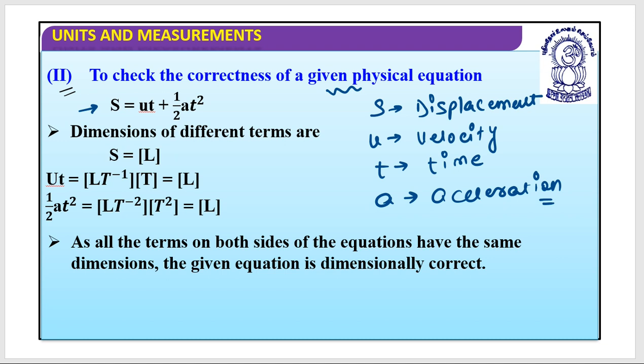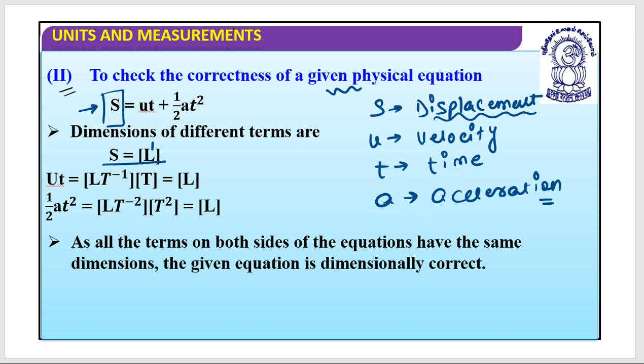So what I need to do is take the dimensions of the left hand side. This is S. Now what is it? It is a displacement. So I know displacement comes under the category of distance, or under the category of length. So dimensions of displacement would be L to the power 1. So I have written S equals L to the power 1.